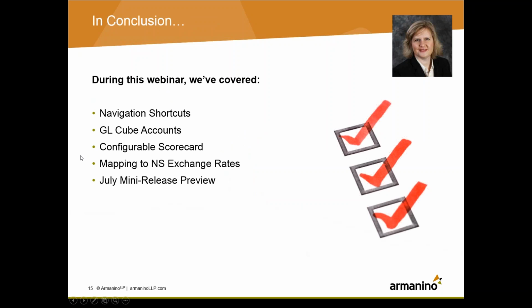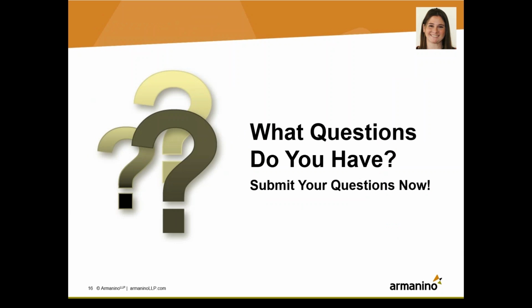So just recapping what we've covered, we've talked about Adaptive's new release, bringing in the navigation shortcuts. I highlighted the ones I thought would be the best to learn first. We talked about the GL Cube accounts, which are going to allow us to more easily dimensionalize actuals with some pros and cons. Talked about the new configurable scorecard, mapping those NetSuite exchange rates, and some things coming in that July mini release. So with that, we'd like to open it up and see if there's questions that you have.